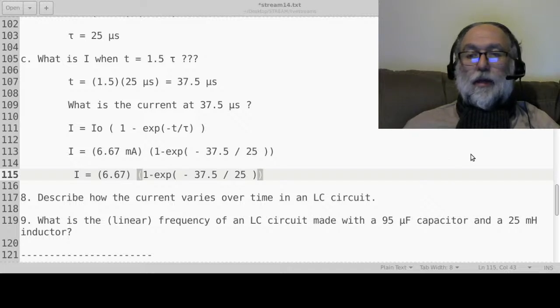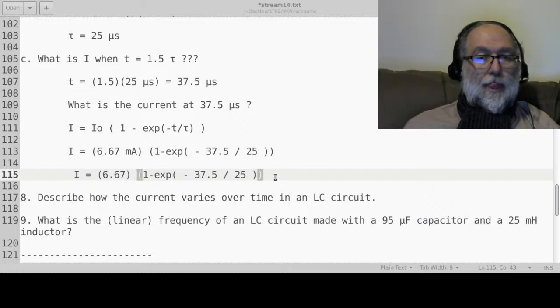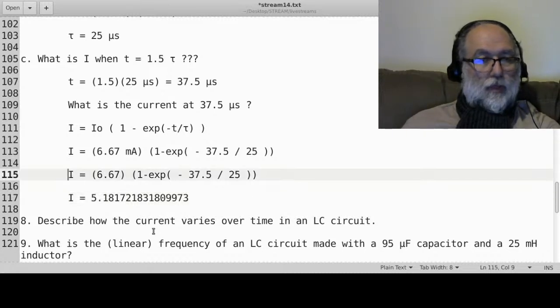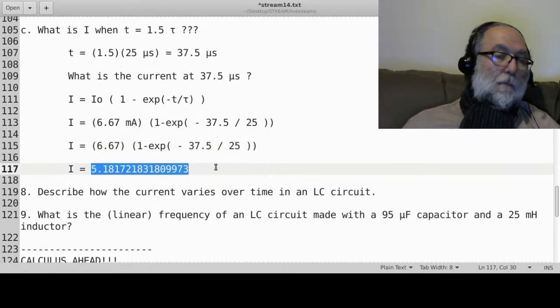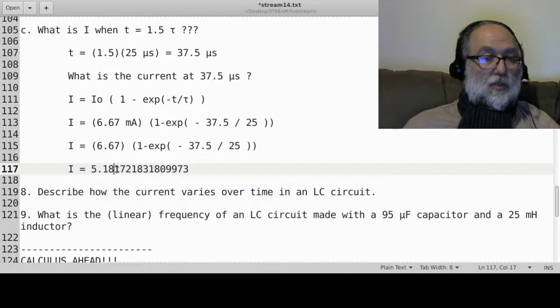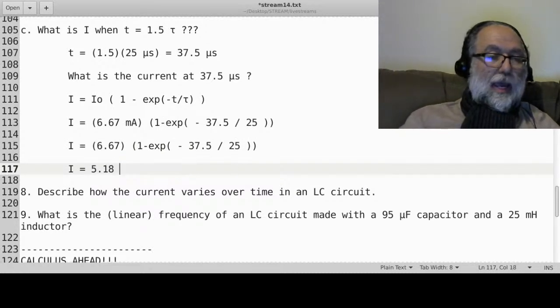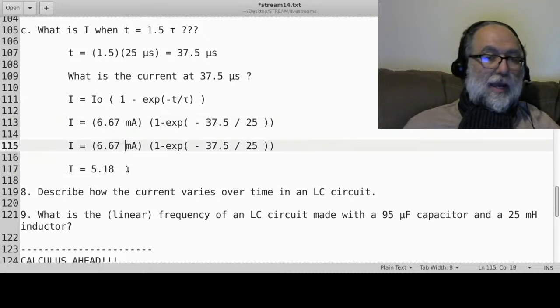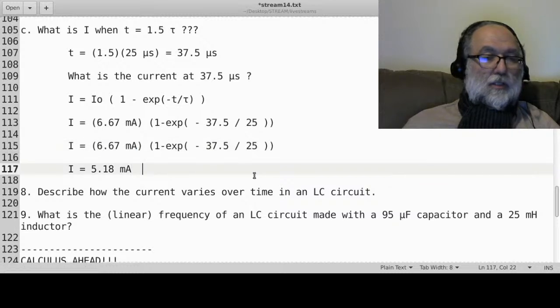Oh, I didn't like that. Okay. There we go. All right, so I get that I is equal to this number here, but too many digits again, so we'll just round it off to 3. And notice that I had milliamps there, so my answer will come out in milliamps as well. Okay, and so there you go.